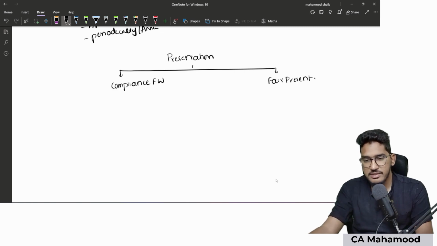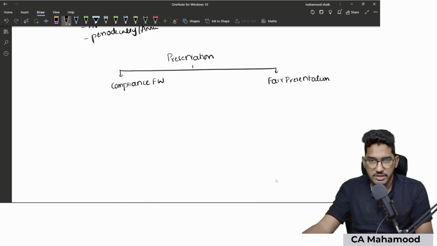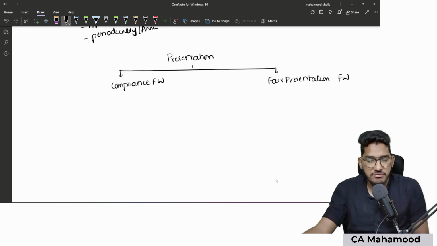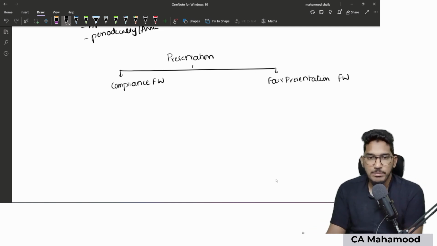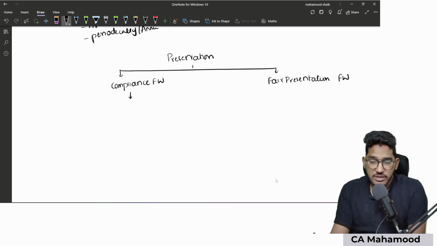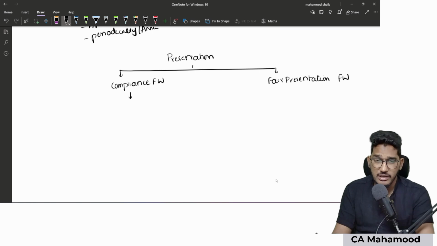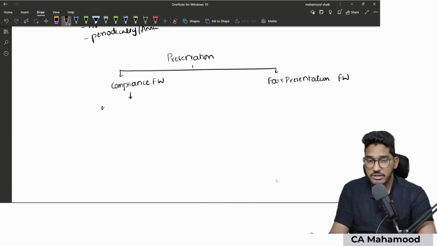So let us now revise the meaning of the compliance framework and the meaning of fair presentation framework. First, talking about the compliance framework, it has been defined as a framework where financial statements are prepared according to the requirements of the framework without any deviation.